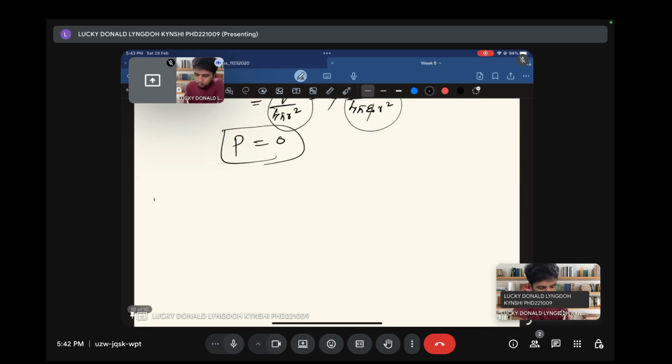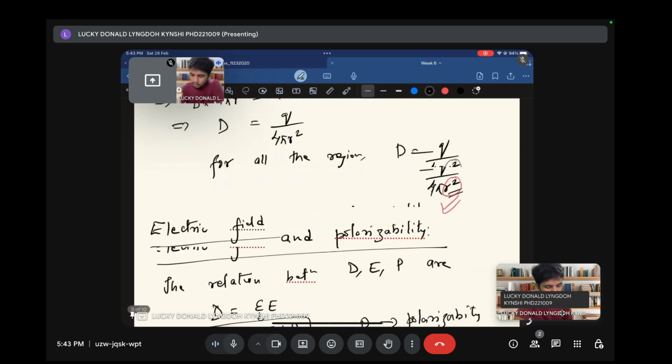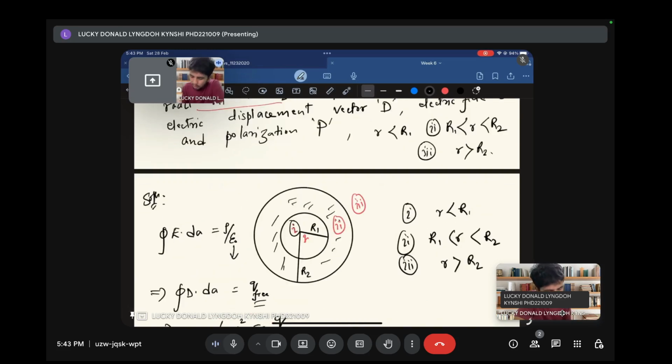Now let's move to region 2. What is region 2? R is greater than R1 but less than R2. The displacement vector is the same, q divided by 4 pi r square into r cap. Now the electric field is equal to D by epsilon. Remember that it's not epsilon naught anymore because the permittivity is different now. In region 1 you have epsilon naught, but here in region 2 you have epsilon, because it is not a vacuum anymore.